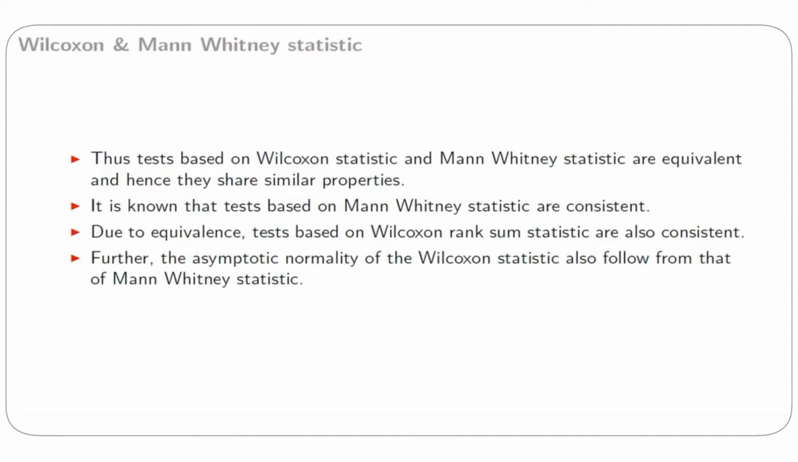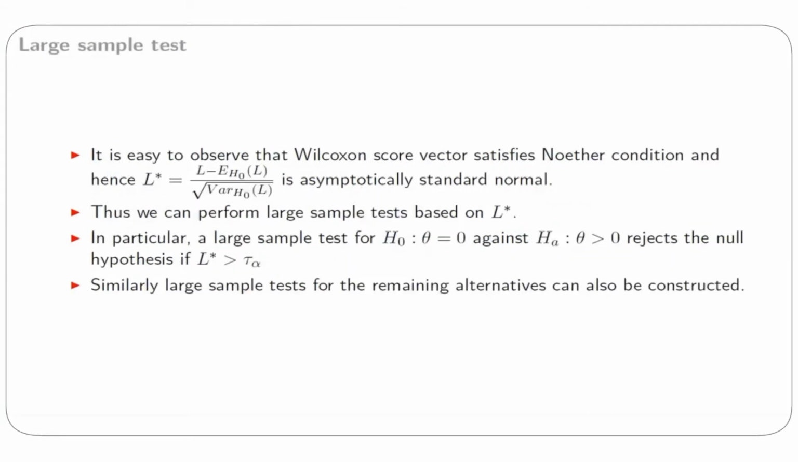Next, we shall discuss the large sample test corresponding to the Wilcoxon statistic. It is easy to observe that the Wilcoxon score vector satisfies no other condition, and hence the standardized variable L minus expected value of L, whole thing divided by square root of variance of L under H naught, is asymptotically standard normal. Thus, we can perform large sample tests based on L star, that is the standardized variable. In particular, a large sample test for theta equal to 0 against theta greater than 0 rejects the null hypothesis if L star exceeds tau alpha, where tau alpha is the upper alpha percentage point of a standard normal variable. Similarly, the large sample tests for the remaining alternatives can also be constructed.